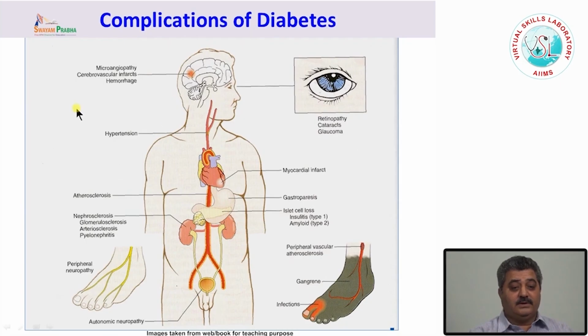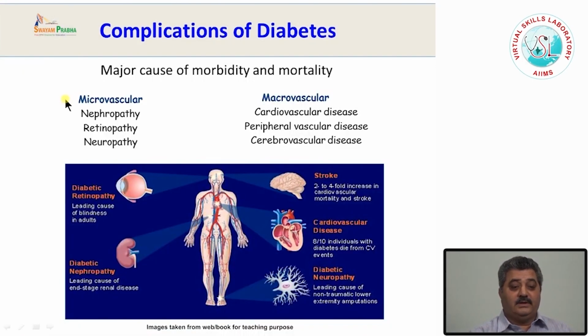Therefore, many times it is not realized in the initial stages. When the full blown complications occur, the patient may realize that the diabetes has affected all the organs. Now, vascular complications of diabetes may be macrovascular, may be microvascular. The microvascular mainly involve the small vessels, which causes nephropathy, retinopathy and neuropathy, whereas the macrovascular involve the major vessels, medium sized vessels, and all organs are affected.